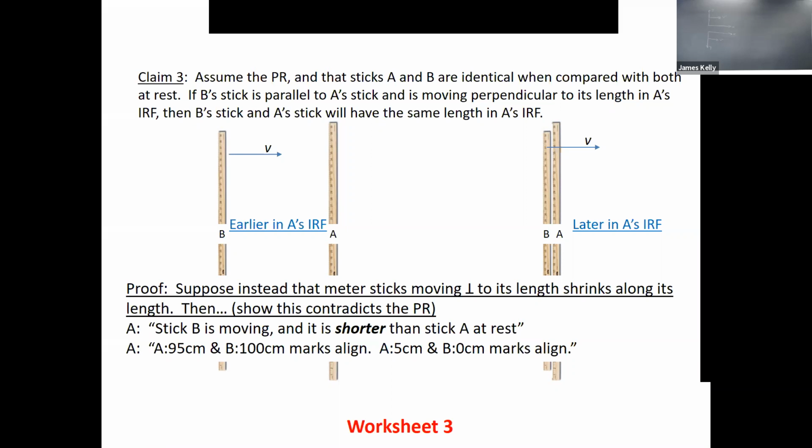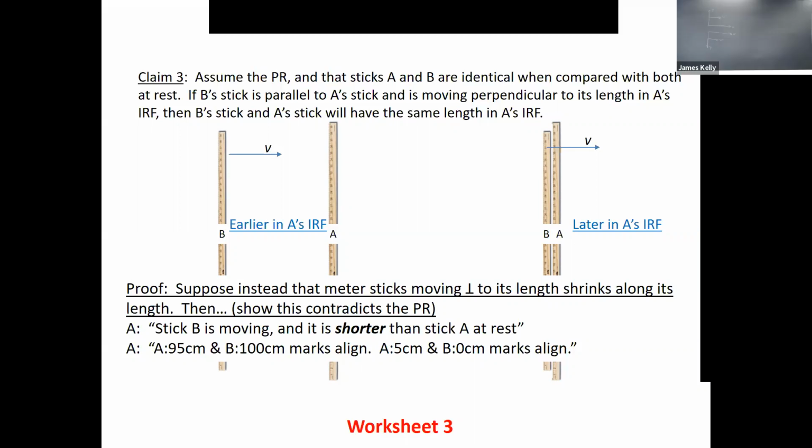Okay, so B would, within their IRF, their 0 centimeter mark would line up with, well, I don't know, I'm getting kind of confused thinking about this, but it would think A is bigger, correct? But it would be by the same rate, just kind of opposite.